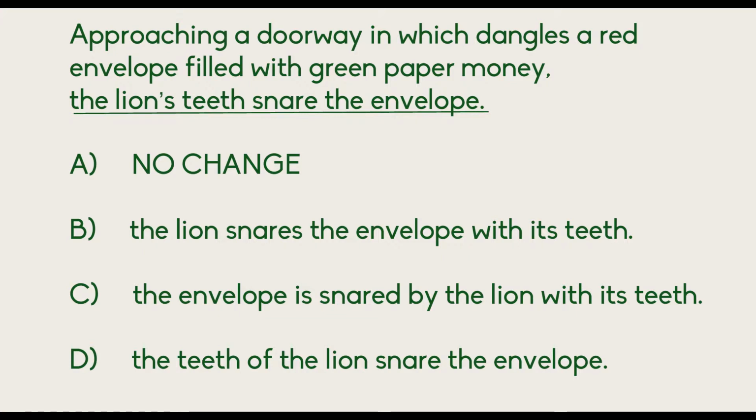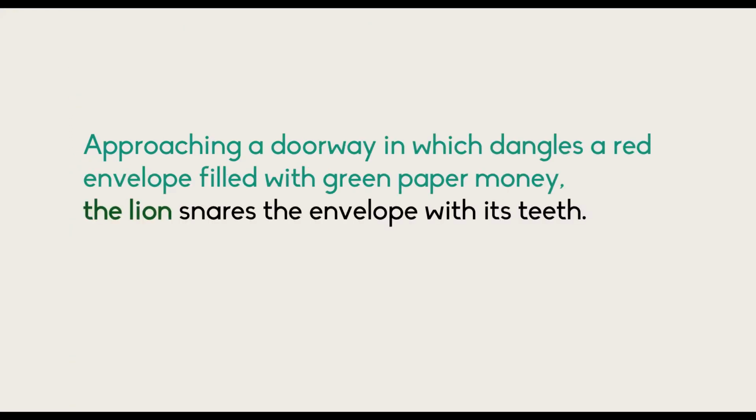And so that is why we have to go for answer choice B, which would give us "approaching a doorway in which dangles a red envelope filled with green paper money, the lion snares the envelope with its teeth." And now our modifying clause is describing the lion, and those two nouns and clauses are matched up perfectly. So if you picked B, good job. Now let's move on to the next one.